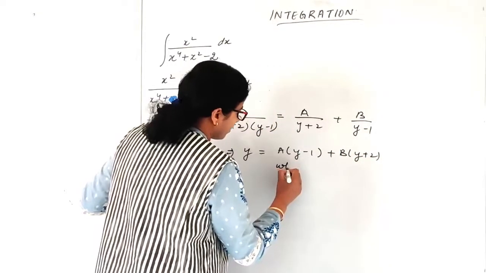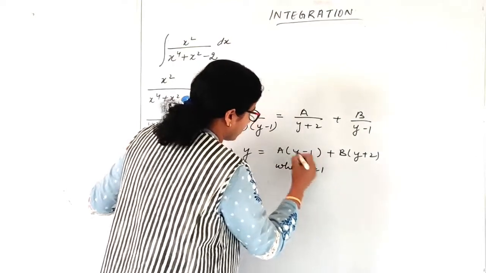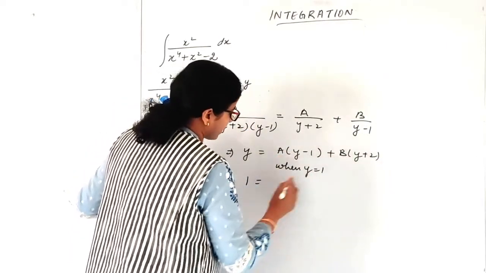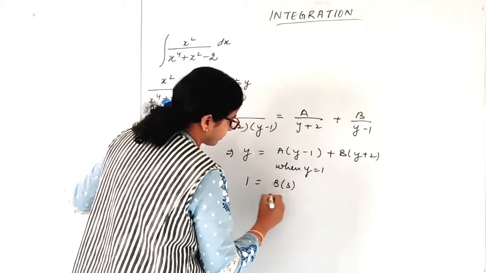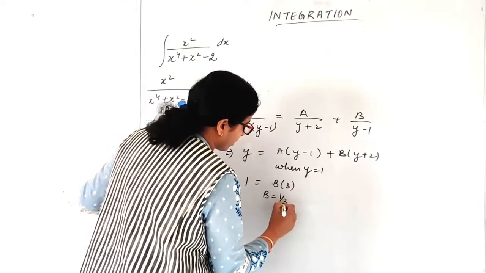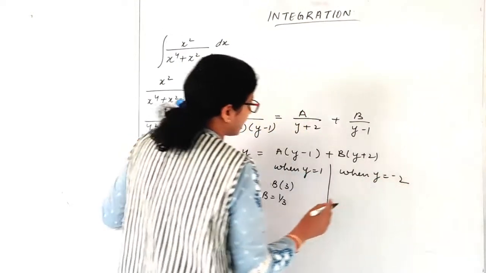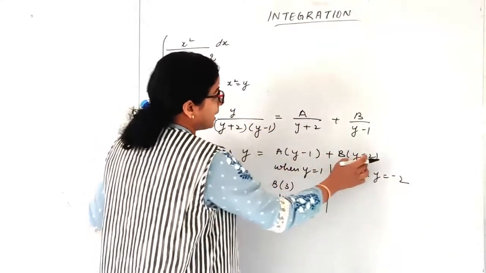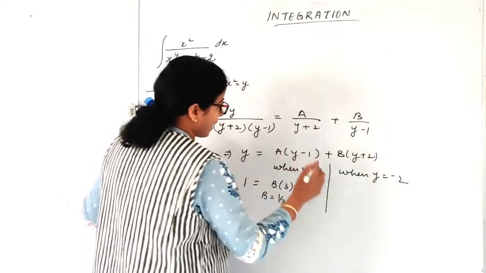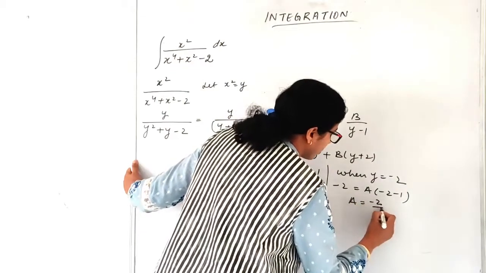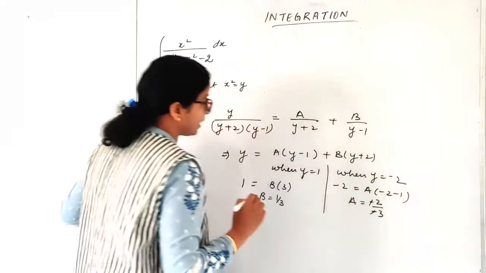Correct? When y equals 1, if we substitute y as 1, this will vanish and I'll get the value for b. So b equals 1 by 3. Now when I substitute y equals minus 2, this will vanish. I'll get the value for a. So a will be equal to minus 2 upon minus 3, which means 2 by 3, right?